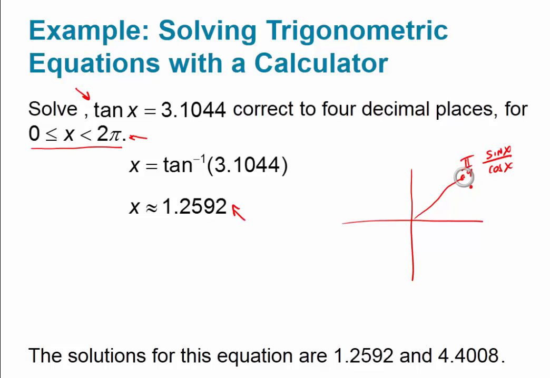So if we want this to be a little bit bigger than 1, then we need sine of x to be a little bit bigger than cosine of x, which is happening, oh, not down there, sorry, not down there, up here, because then my y coordinate would be larger than my x coordinate.